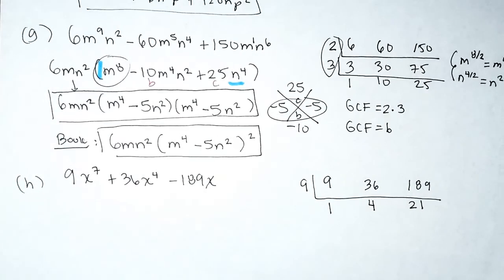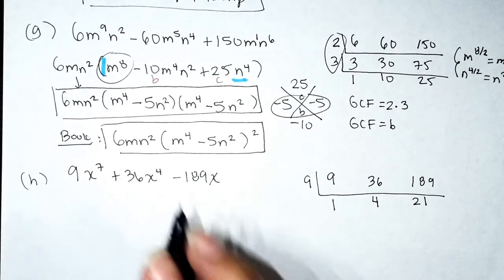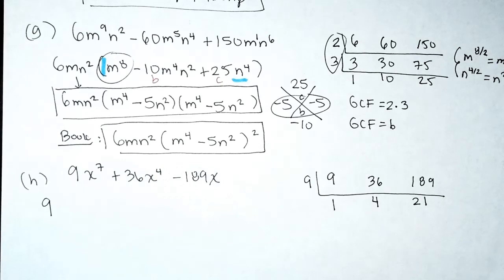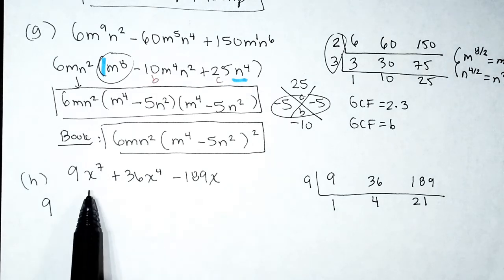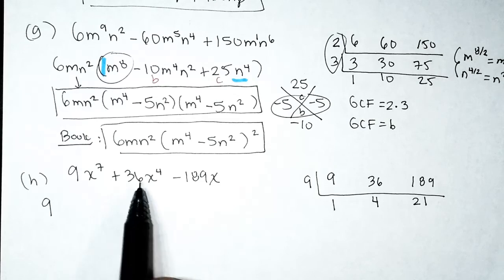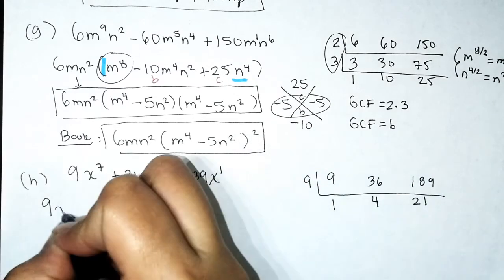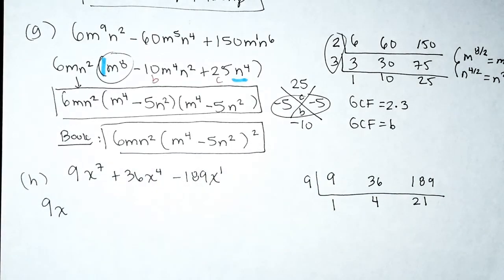So for the coefficients, the GCF is 9. All terms have some x's, but the question is how many x's do they have in common? The first term has 7 factors of x, 4 and 1. So overall we just have one factor of x in common.